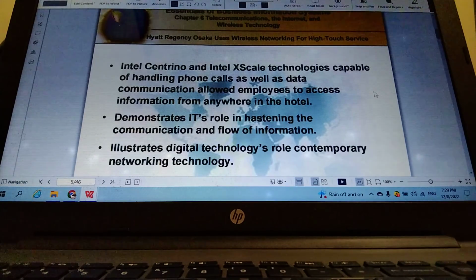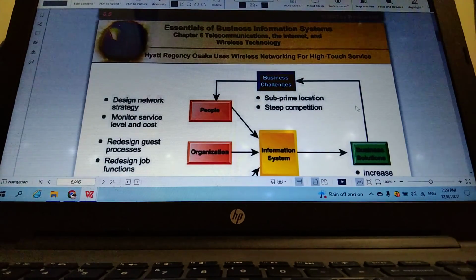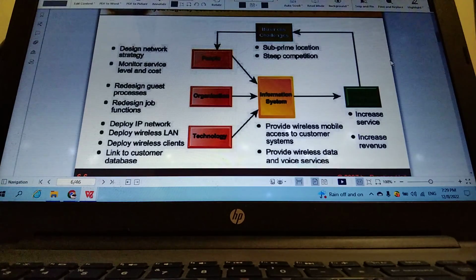Next solution is how they're going to use IT in improving the communication and flow of information. Next, illustrate digital technology's role, contemporary network technology into solving this problem. So an example of how they're going to use the IT solution to overcome this problem is illustrated in the next slide. It's a bit technical, so don't worry much about it.